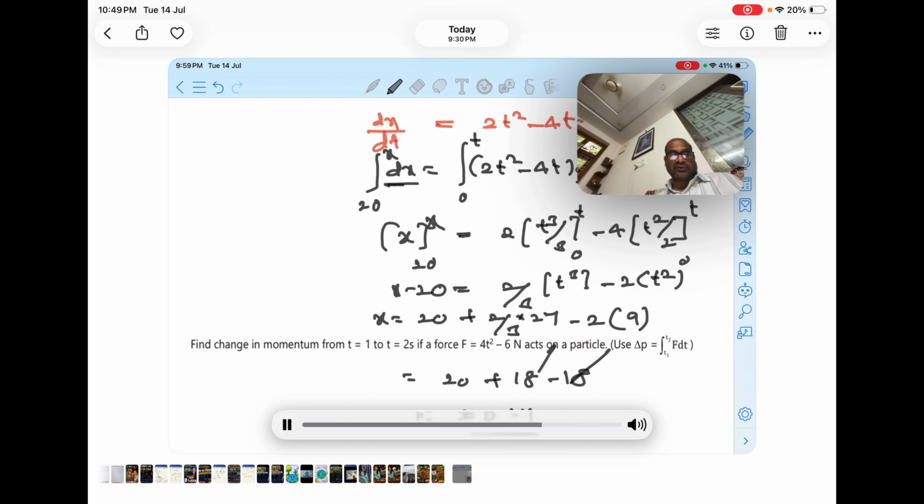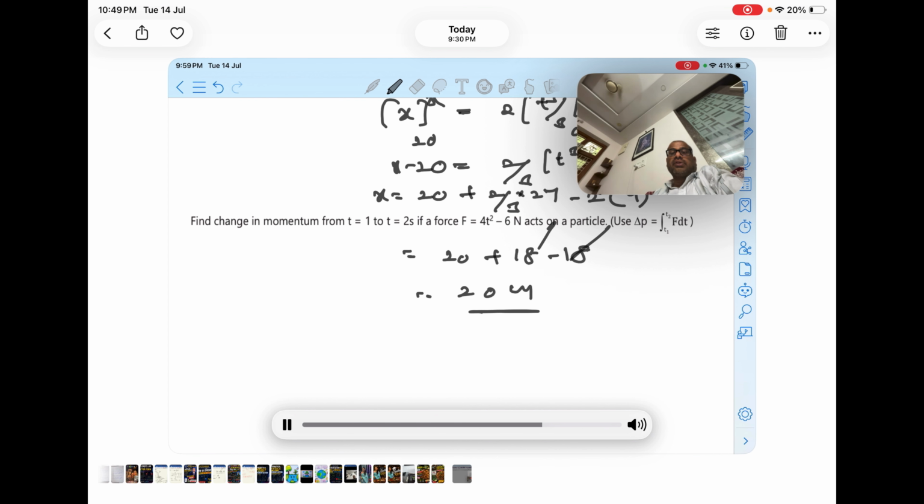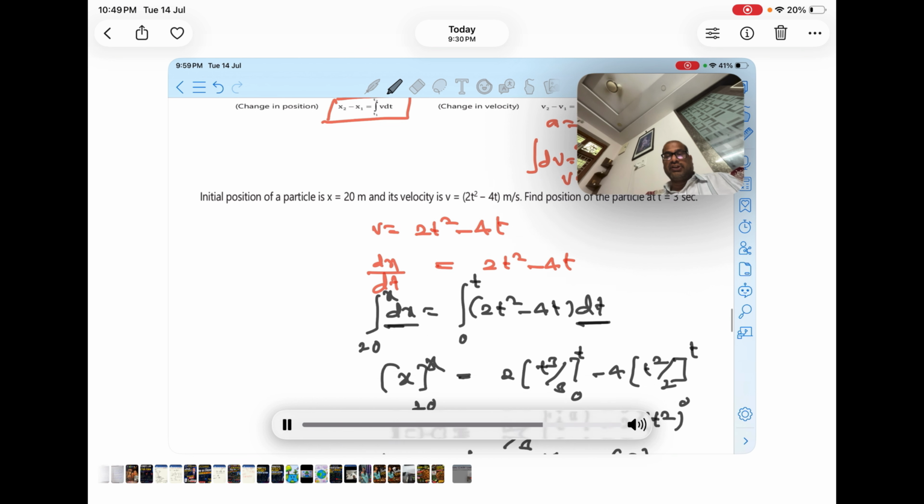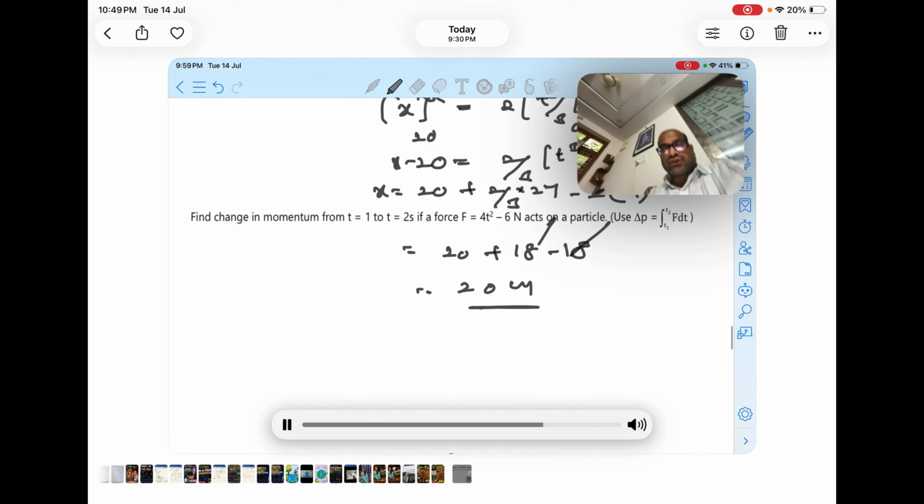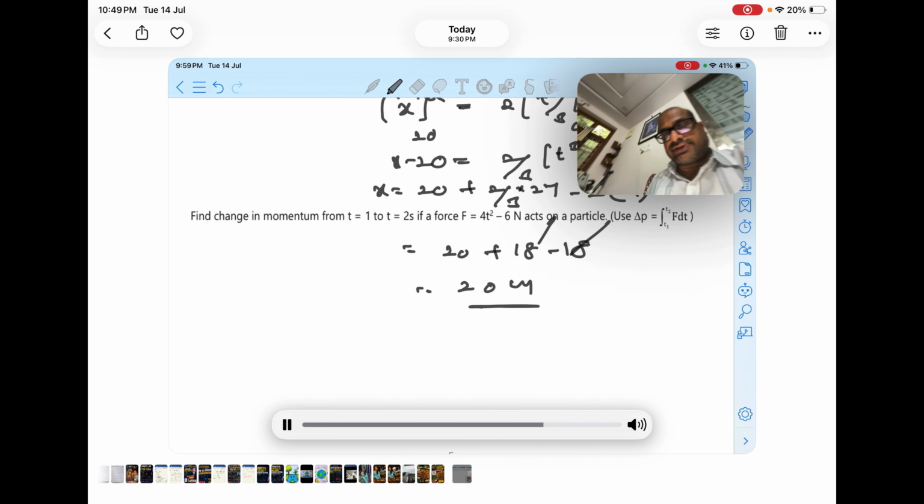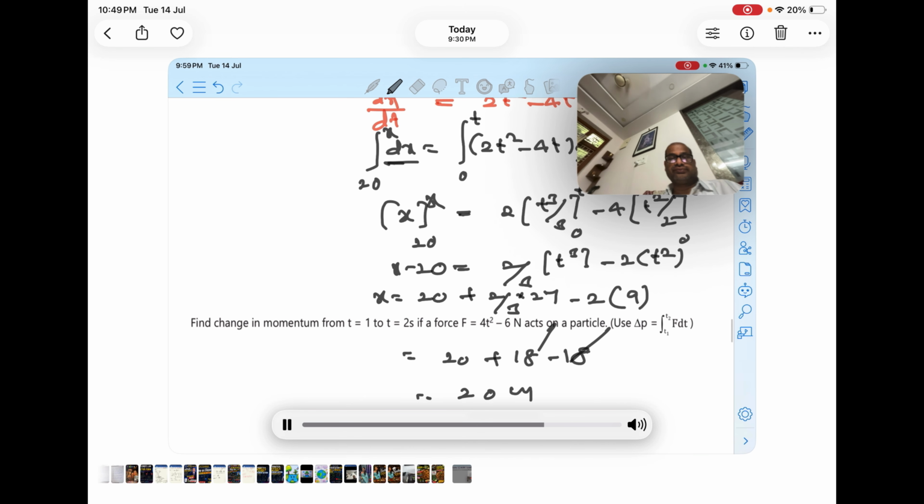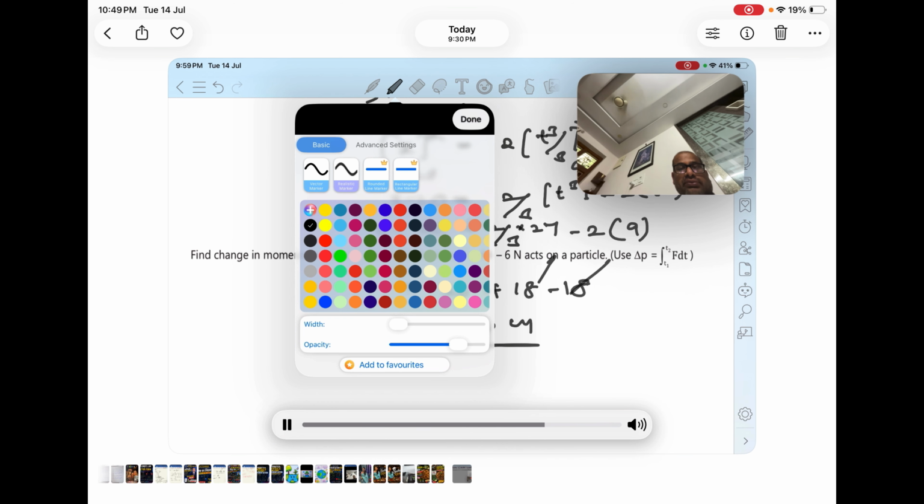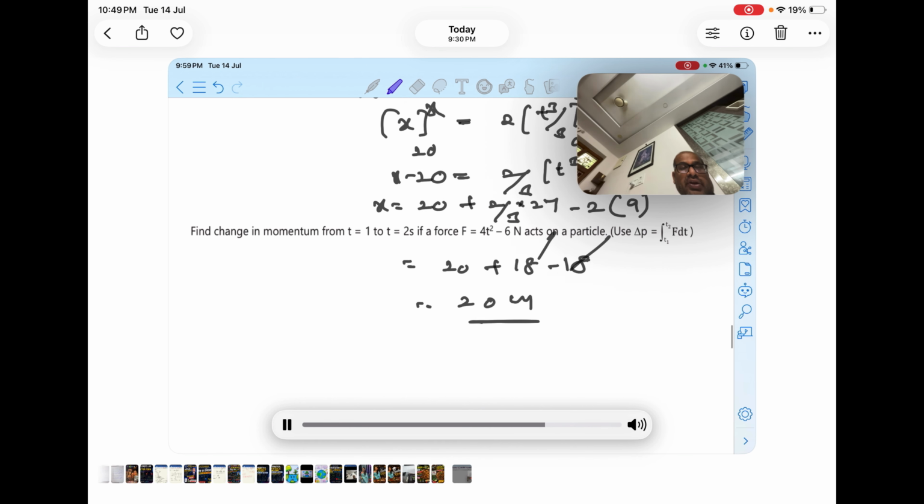Now we'll see what is asked further. Find position of the particle at t is equal to 3 seconds. So we found the position of the particle at 3 seconds, the position is 20 meters. Next you see what is asked. Find change in momentum from t equal to 0 to 2 seconds if a force acts.